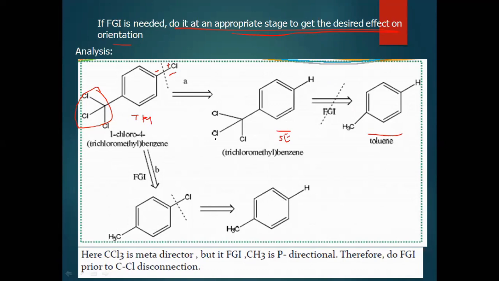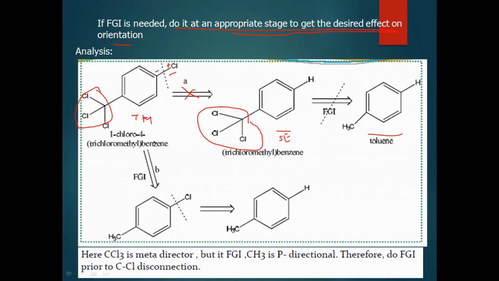You cannot substitute the existing CCl3 with the CH3, because there are no such reactions which can be used for the conversion of the CH3 to CCl3 if you are trying to implement the FGI in this step. So that's why the path A can be ruled out. Now let's check the path B.